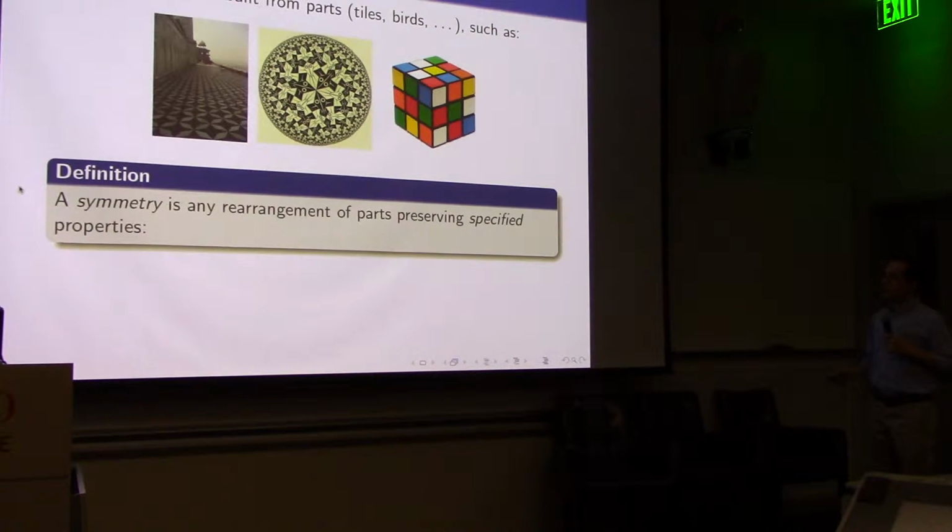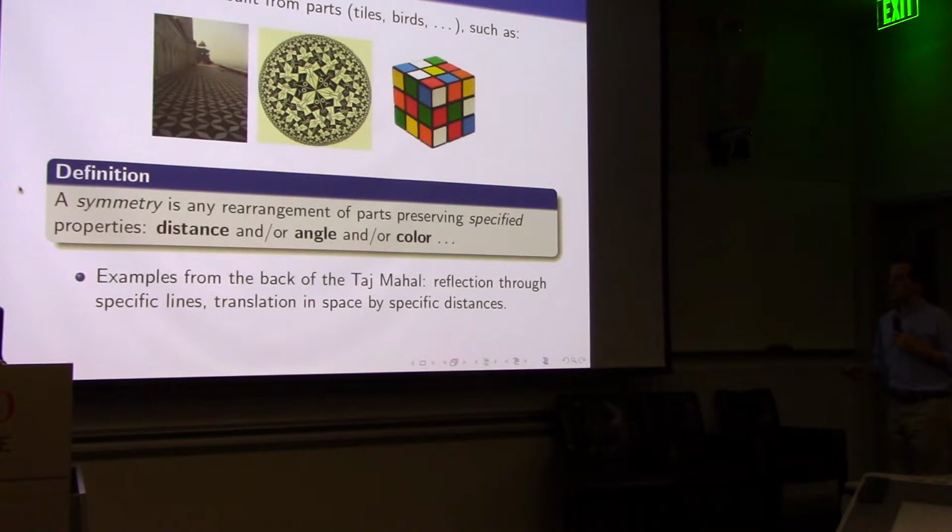So symmetry, when we speak about an object having symmetry, the idea is that something is built out of parts. There might be these black birds and white birds, or certain shapes on the floor, or these little cubes building up the Rubik's Cube with some color. And we want to talk about rearranging the parts so that some specific properties are preserved under the transformation. These properties could be distance, if we think about rotating this by 120 degrees, could be angles or perhaps colors.